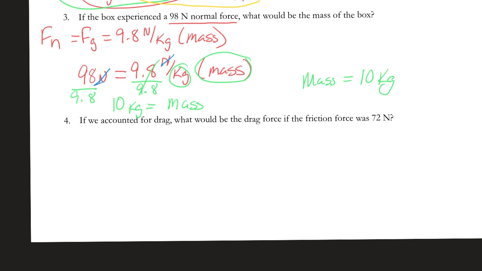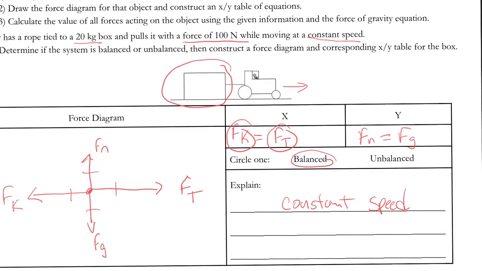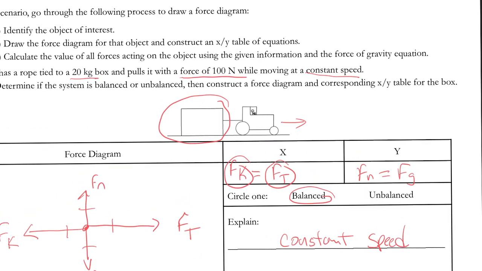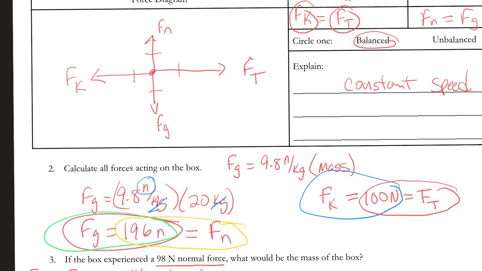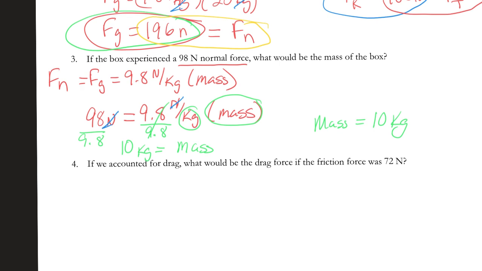Now, if we account for drag, remember drag would be the force of air pushing on our box. So if we're looking at our drawing here, it must be that this tractor is moving pretty fast. The air is coming here, hitting the box, which is causing a force of drag. So if we account for drag, what would the drag force be if the friction force was 72 newtons?